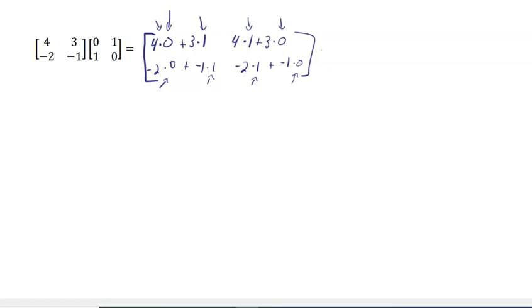So we have 4 times 0 is 0, 3, 4, negative 1, negative 2. And so what did this do to our matrix? Well, it just flipped the two values, right? We had 4, 3, now it's 3, 4. We had -2, -1, now it's -1, -2.